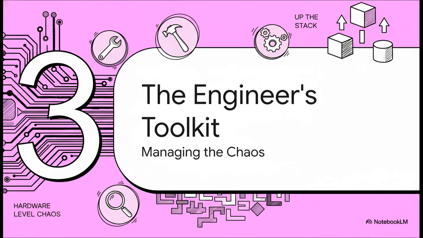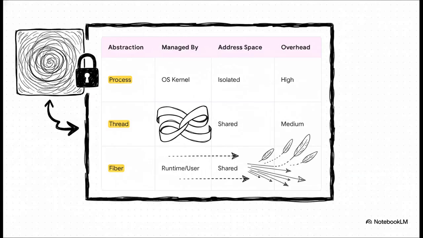Okay, so that's the chaos bubbling away at the hardware level. To tame it, we can't really control the CPU directly, so instead we have to move up the stack and use a toolkit of abstractions that our operating systems and programming languages give us. And at a high level, we've got 3 main tools. A process is the heavyweight. It gets its very own, totally isolated memory space. It's super safe, but also really slow to create.